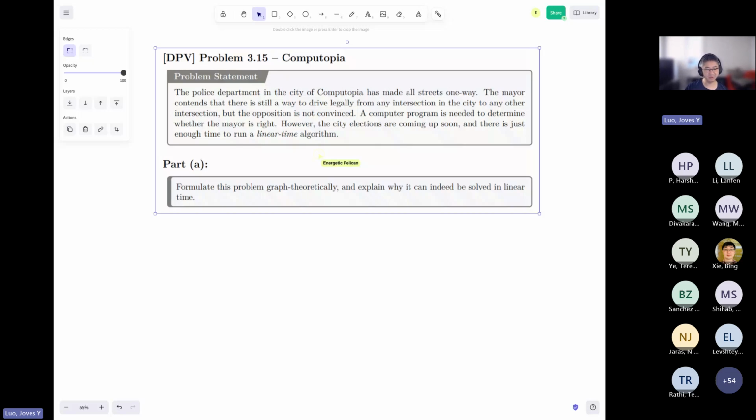And also, why would you make all the streets one way before running this algorithm to make sure that it actually works? So we know that we have a graph. Well, you have to create a graph first. So the first thing you do is you create the graph, right? So formulate the graph problem into graph theory and explain why it can indeed be solved in linear time. So the first thing is we have to declare what our graph is. I'll post the answer, but I'm just going to shorthand it and draw it out here. We are going to set all our intersections.